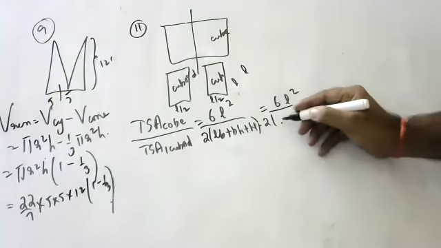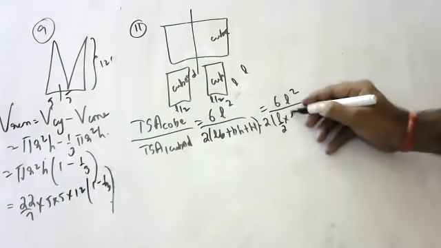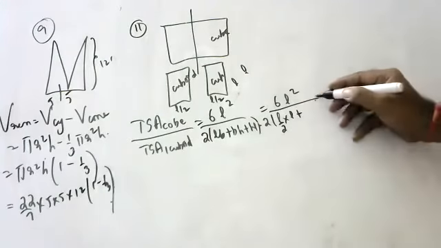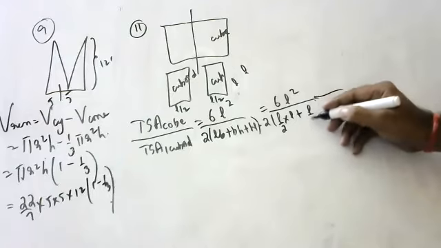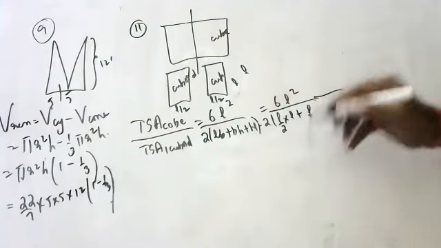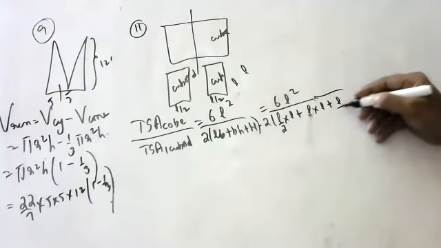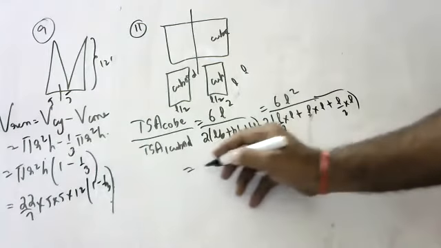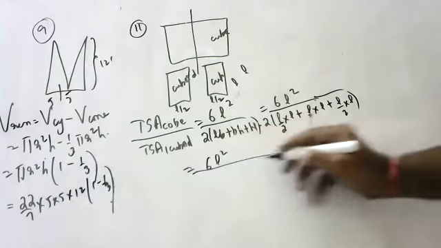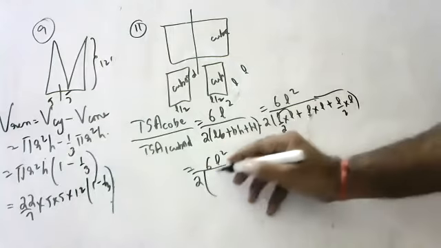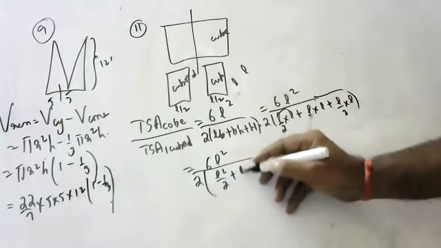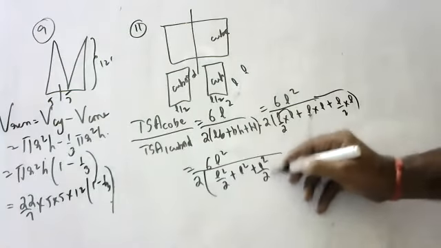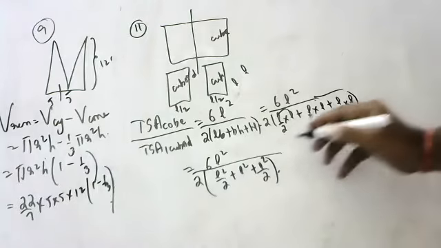Only length I'm changing. So L by 2 into L. Breadth is L and height is L. So 6L square becomes 2 into (L by 2 into L plus L into L plus L into L by 2), which is L square by 2 plus L square plus L square by 2.